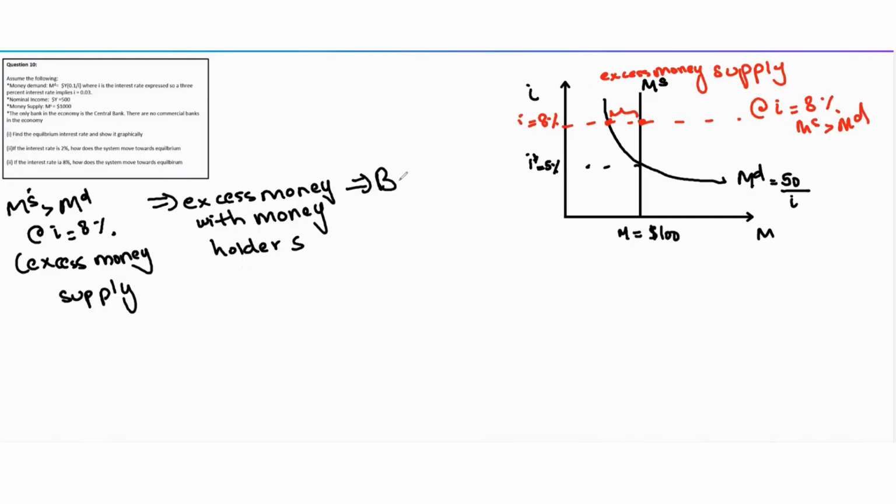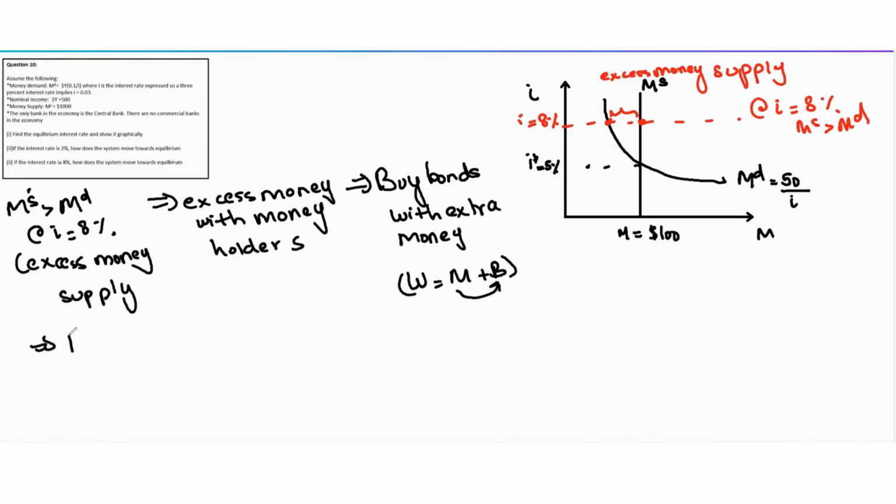Holders buy bonds. So they're going to buy bonds with the extra money, which would mean that you're going from W, where W is equal to M plus B, so you're going to go from M to B. As a result of this, demand for bonds will increase.